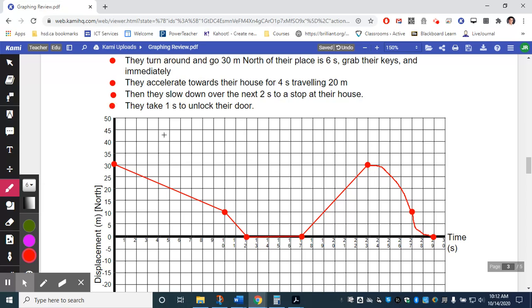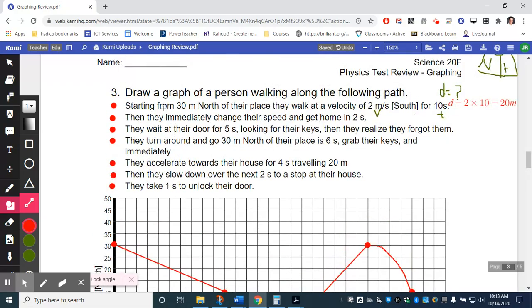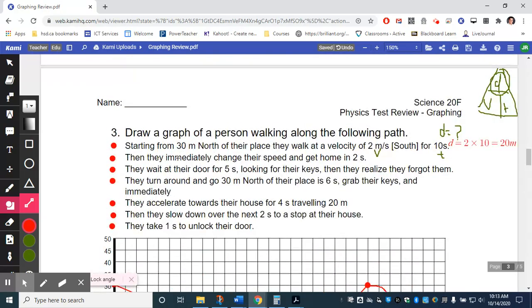Now we take 1 second to unlock the door. And so we don't move over that second. So my last point is there. And I put in a line. Nice. There's our beautiful graph. That's it. We followed the instructions, so we did each step, and we made this graph that represents this motion.